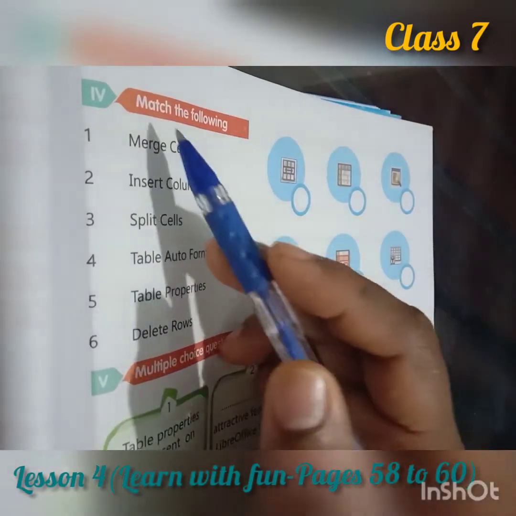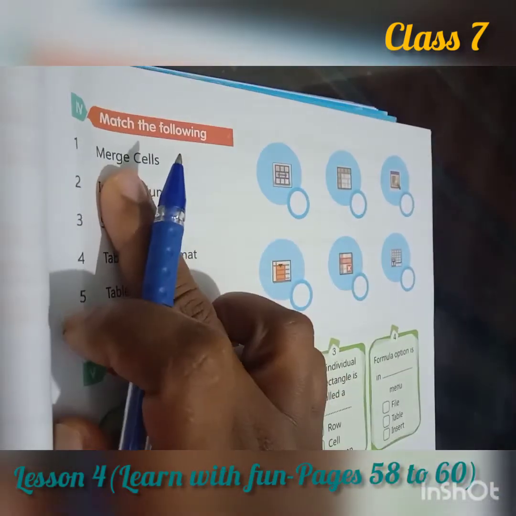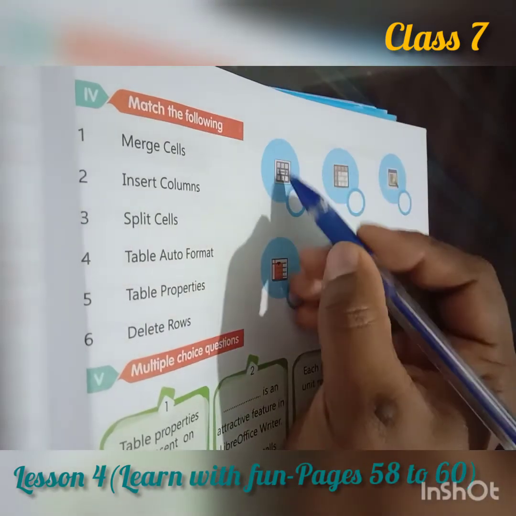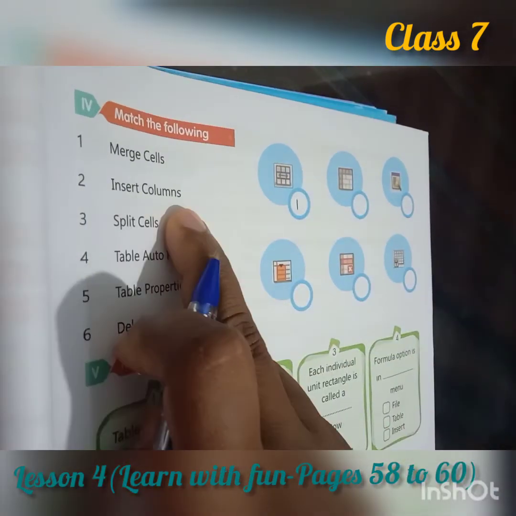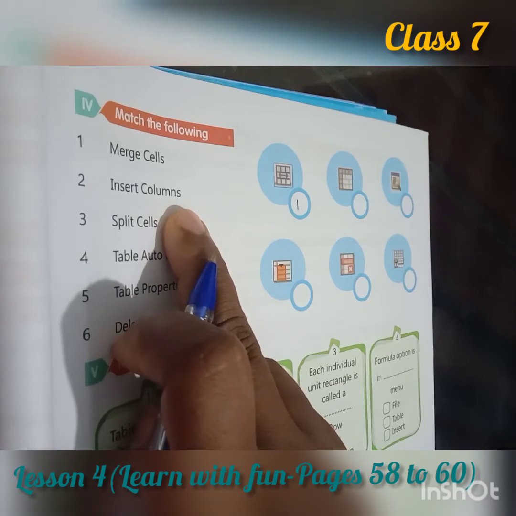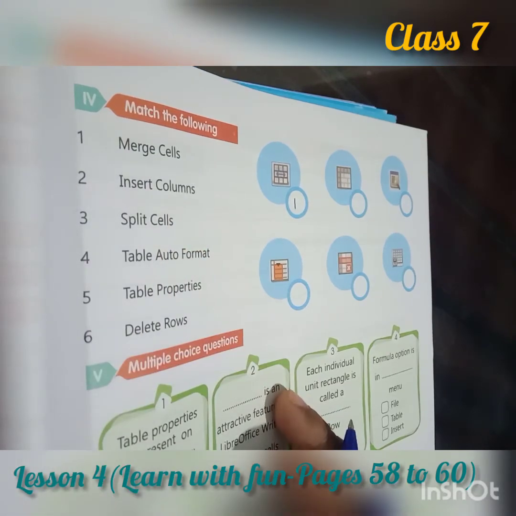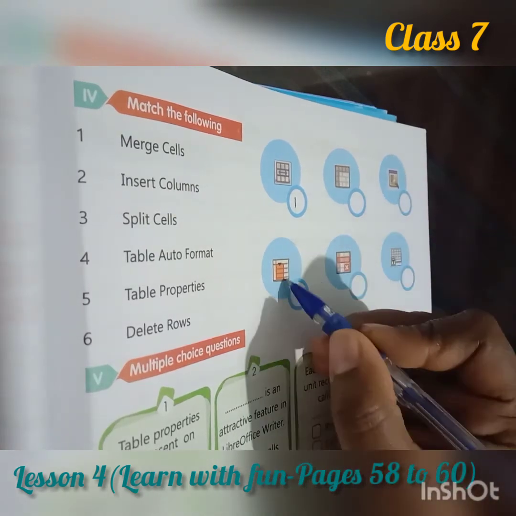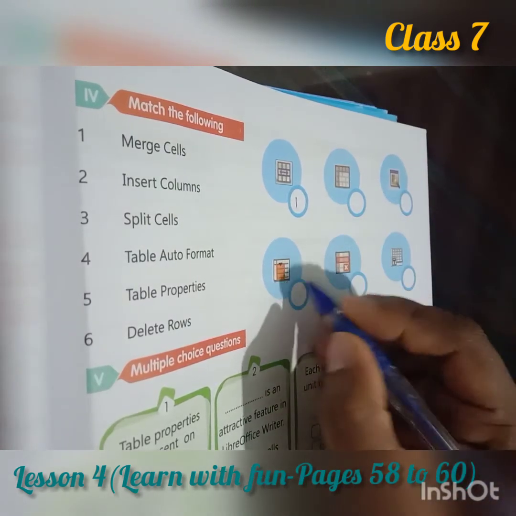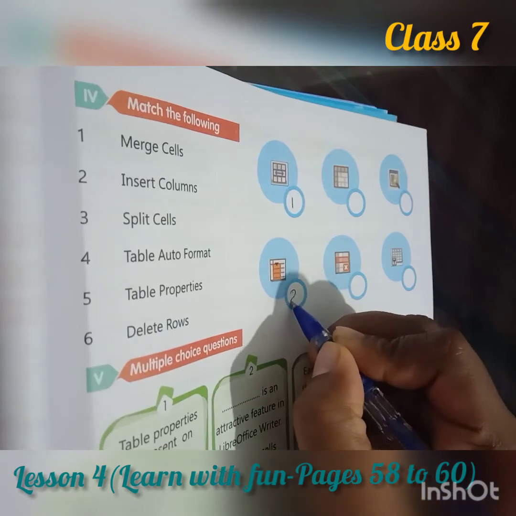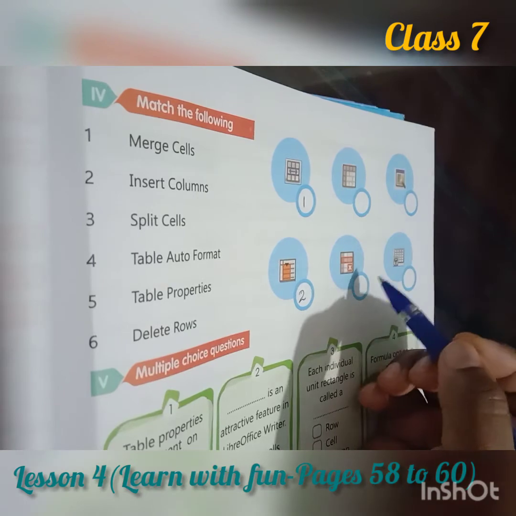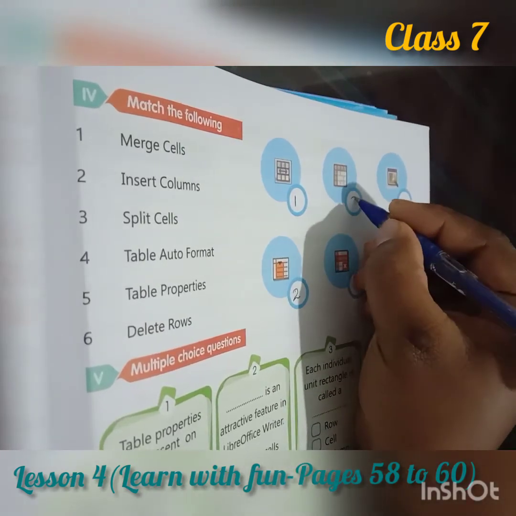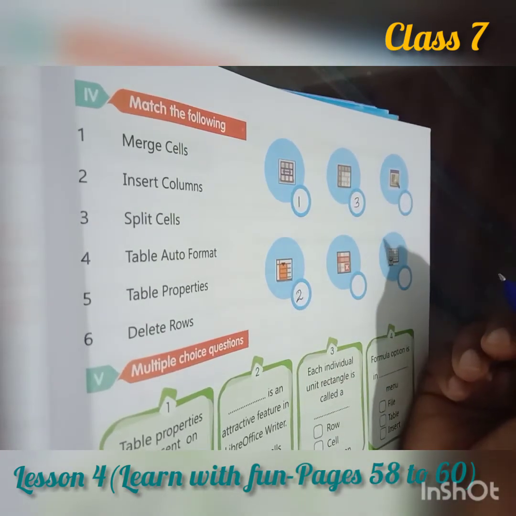Now look at this, children. Match the following. Which is the merge cell in this? This is the merge cell, right here, 1. Which is insert column? Insert column is this one. That column is shown here, no? So here, insert column. Split cell. Splitting cell, this one. So right here, splitting cell.